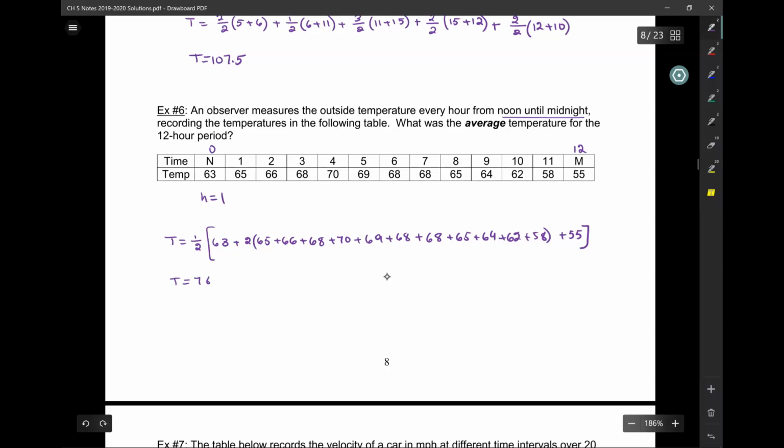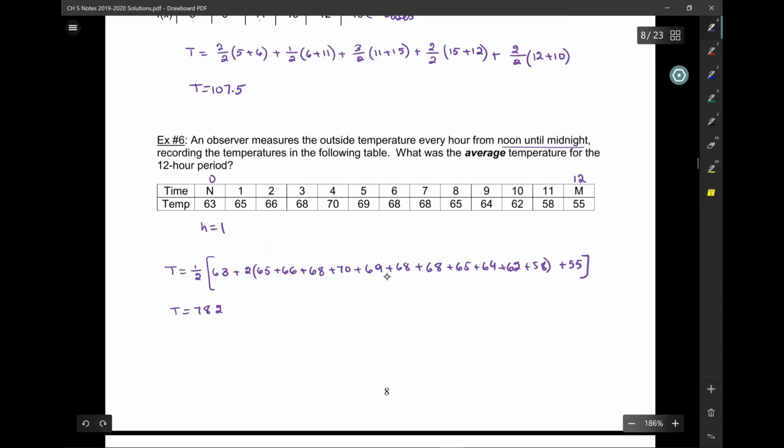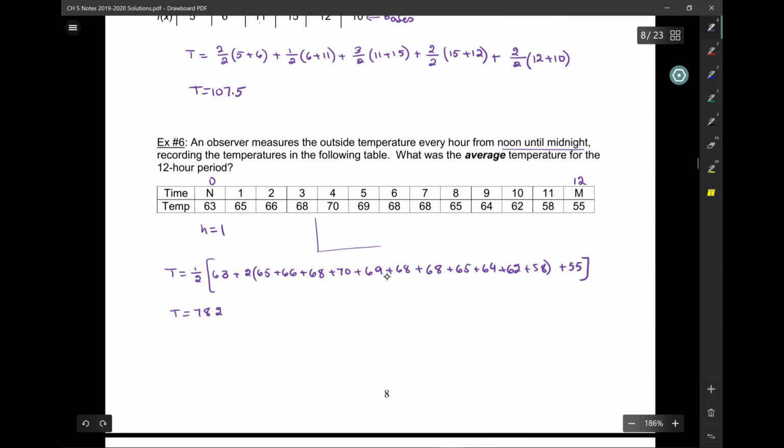So here, we're going to get 782. What have we gotten here? What are the units here? It's time times temperature, which is hours. So what did we do? We had, this is the temperature, I'm sorry, this is the time. And then this was the temperature, right?